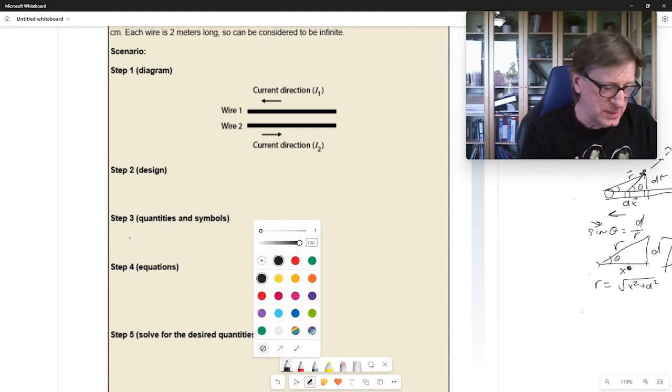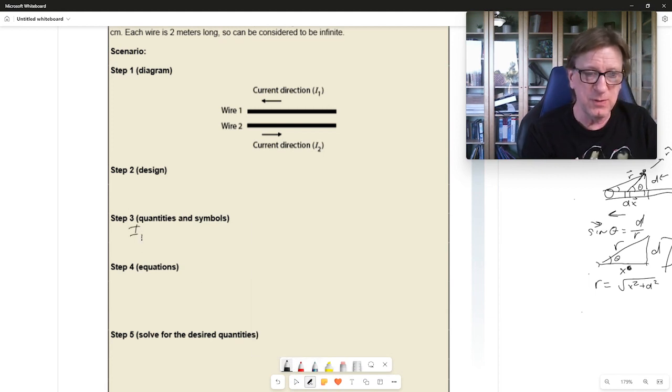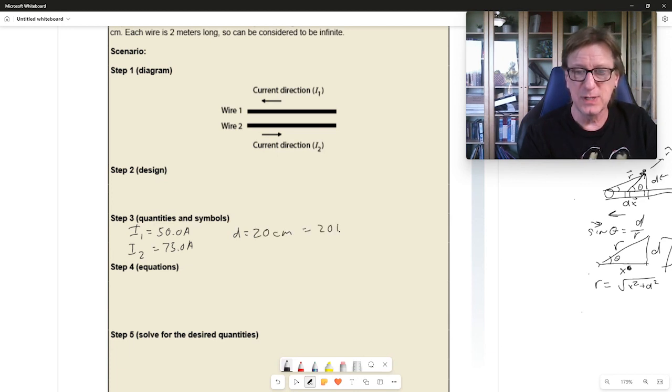All right, so in this case, the quantities that we're given: the current through wire 1 is 50.0 amps. The current through wire 2 is 75.0 amps. The distance between them is 20 centimeters, which remember is 20 times 10 to the minus 2 meters. And finally, we're going to need this constant, just for our own reference: 4 pi times 10 to the minus 7 Tesla meters per ampere.